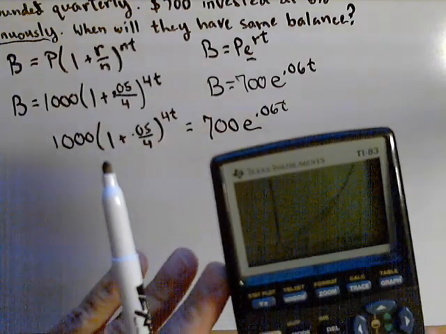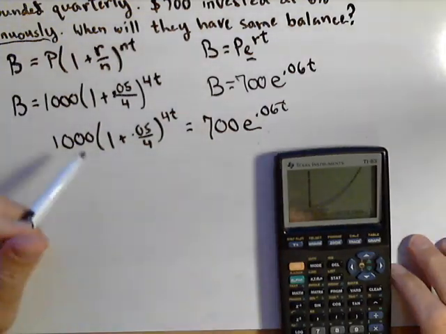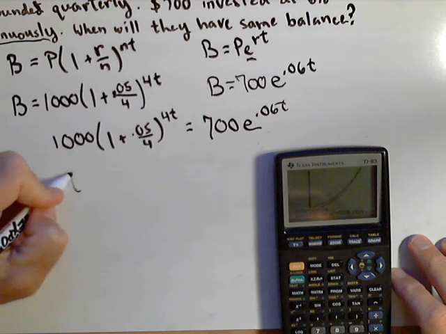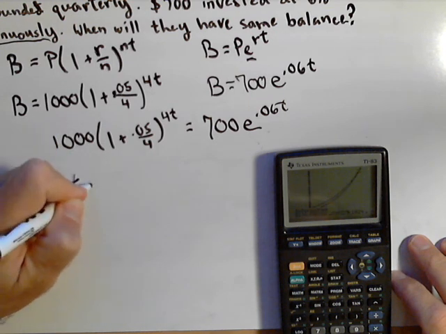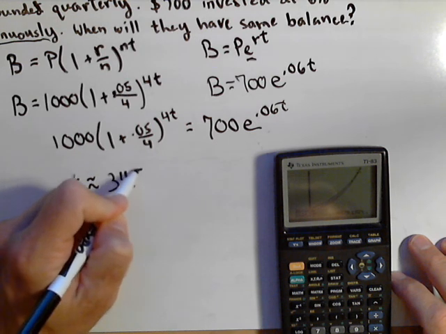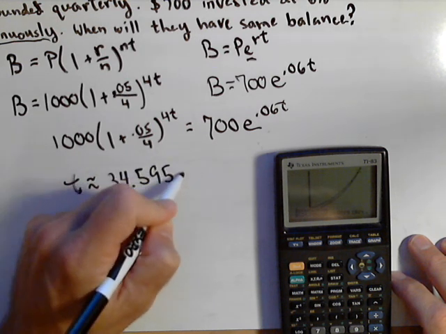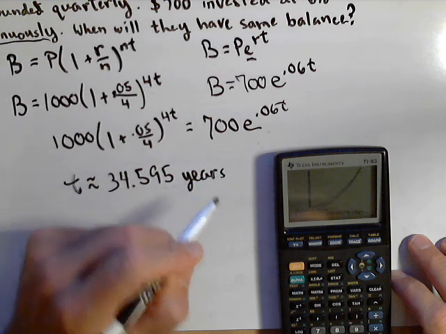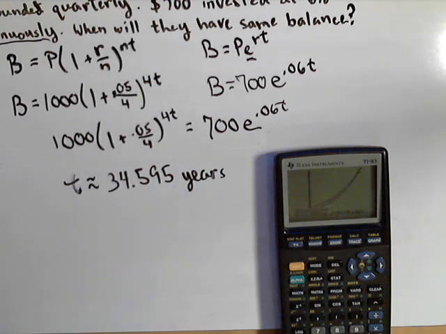I know it's not the greatest picture, but I got that t is about 34.595 years. So that's how long it's going to take at 6% continuously to catch up with 5% quarterly.